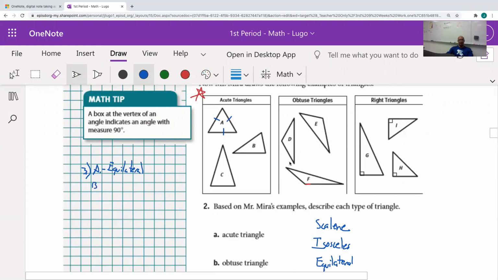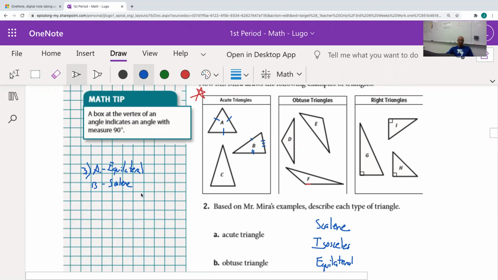For B, notice how none of the sides seem to be the same. They all seem to differ. So it's an acute, but I would call it a scalene triangle, an acute scalene triangle. Scalene because none of the sides are the same, even though all of the angles are acute angles.